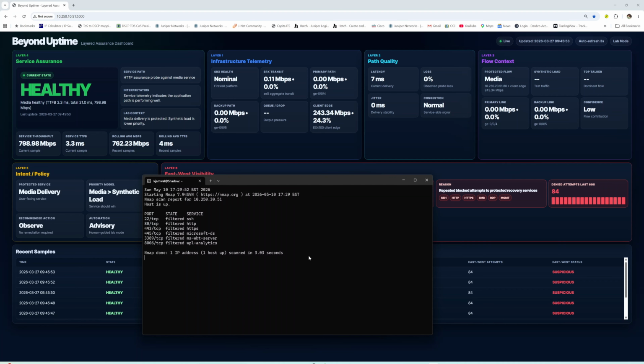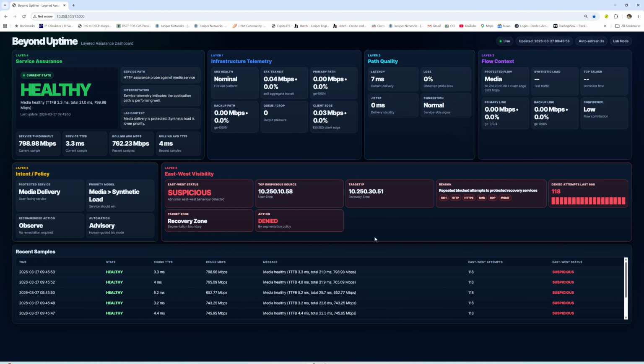Traditional monitoring focuses on uptime. Behavioral assurance understands context: repeated denied access attempts, segmentation boundary violations, and suspicious lateral movement trends. Now, I'll stop the reconnaissance activity and notice how the dashboard gradually returns back to normal, because the suspicious behavior disappears over time. Real assurance systems should understand behavior trends, not just trigger static alarms.